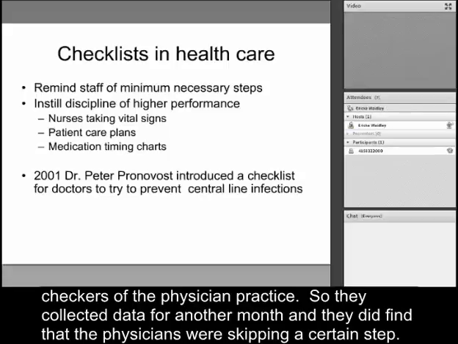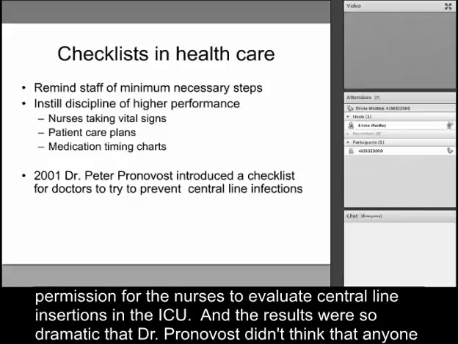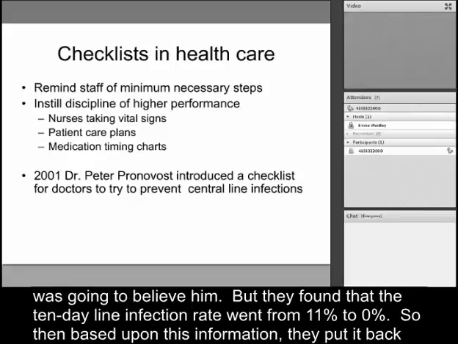So they collected data for another month, and they did find that the physicians were skipping a certain step or certain steps as each physician did his own thing in inserting a central line. So for a year afterwards, they got permission for the nurses to evaluate central line insertions in the ICU. And the results were so dramatic that Dr. Provonost didn't think that anybody was going to believe him. But they found that the 10-day line infection rate went from 11% to 0.